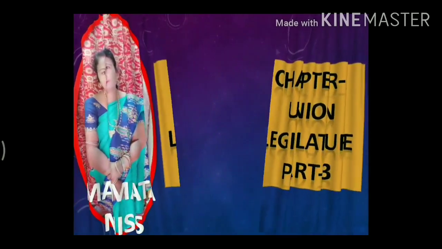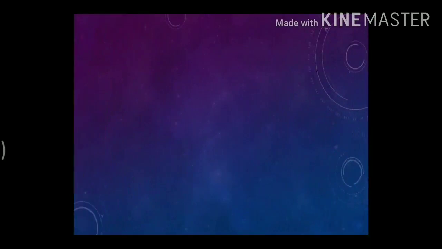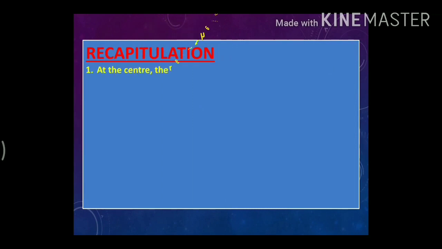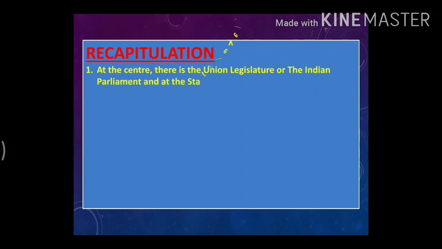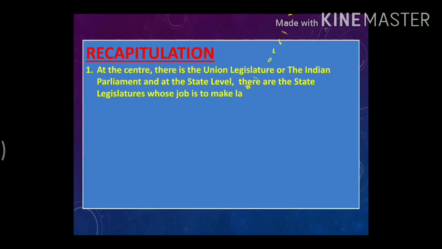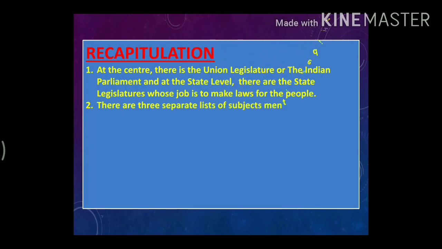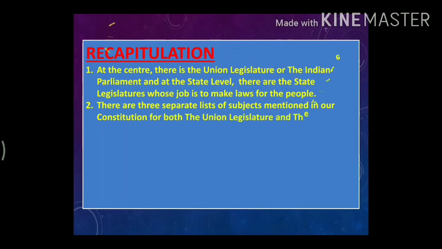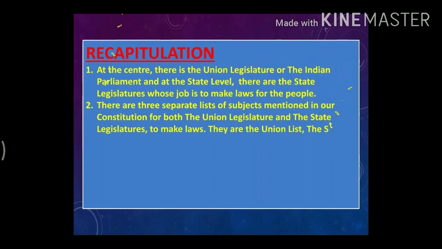So, dear students, let us have the recapitulation of the previous class. At the center there is the Union Legislature or the Indian Parliament, and at the state level there are the state legislatures whose job is to make laws for the people. There are 3 separate lists of subjects mentioned in our constitution for both the Union Legislature and the state legislature to make laws. They are the Union list, the state list and the concurrent list.